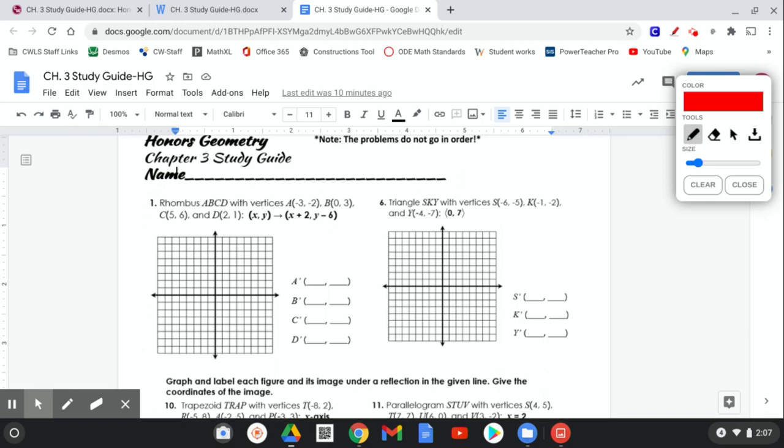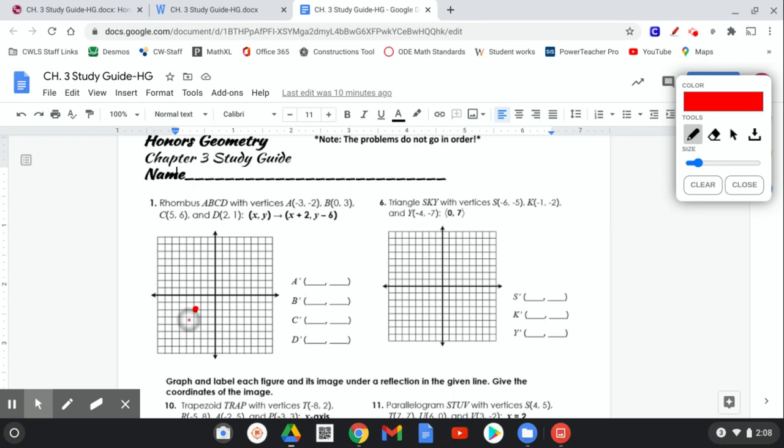All right, guys. So here are the answers to the study guide. I'm just going to go through it with you. For the first one, we're just doing a translation. This is pretty simple, but if you have the point A at -3, 2, it's going to be over 1, 2, 3, down 2. So A is going to be right there.